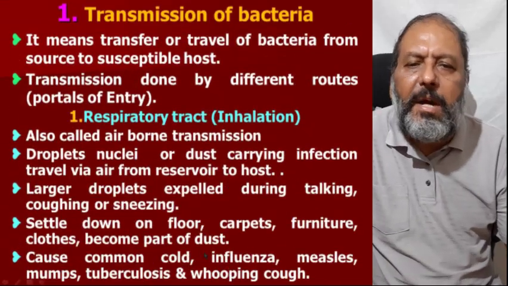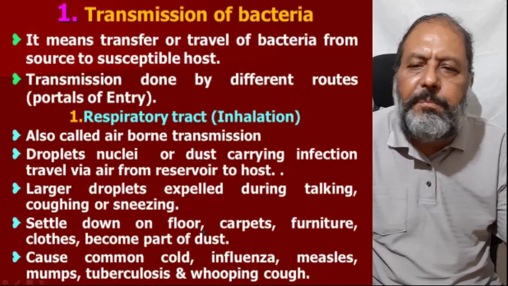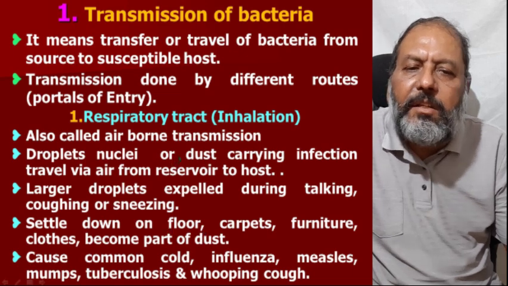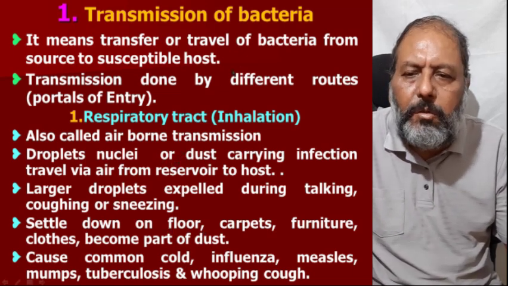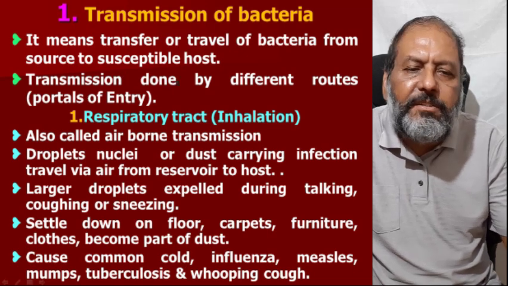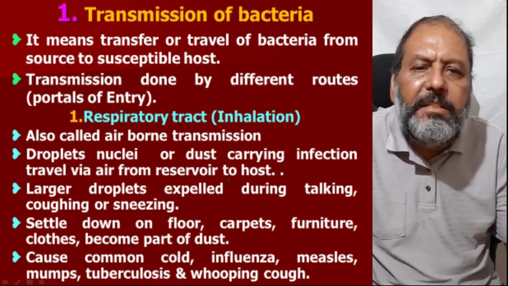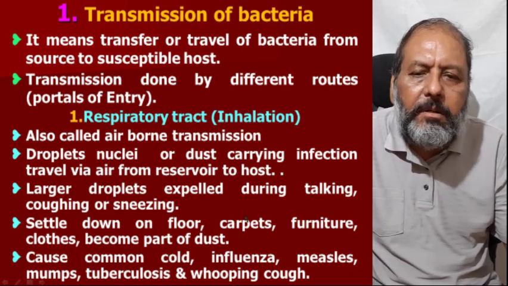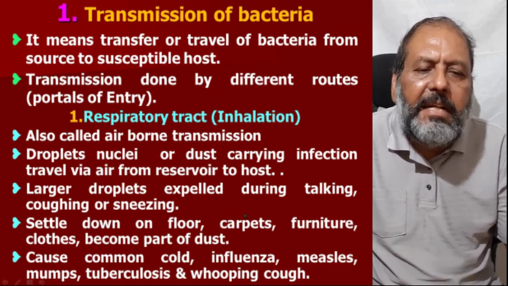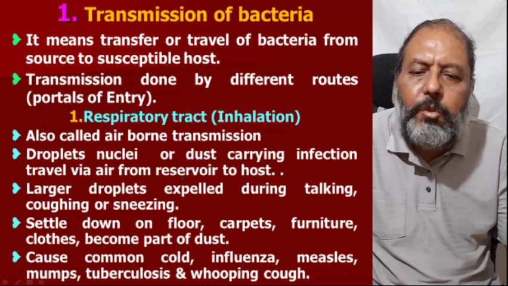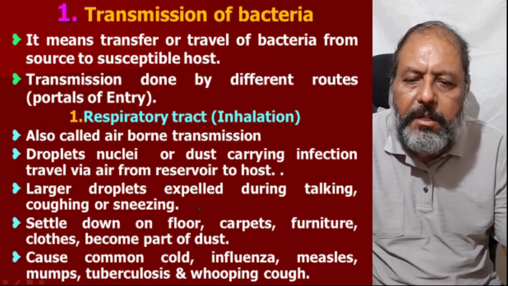So, number one is the transmission of the bacteria. It means transfer or travel of the bacteria from source to the susceptible host. Transmission is done by different routes. These are called portals of entry. Number one is the respiratory tract portal, that is called inhalation, also called airborne transmission.